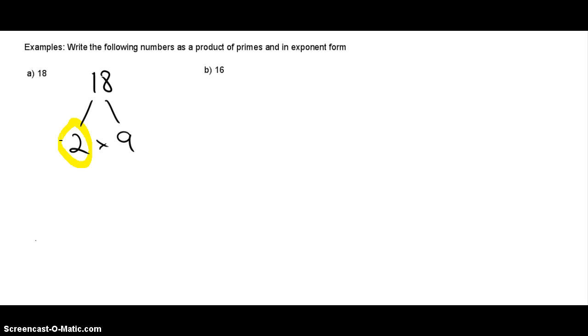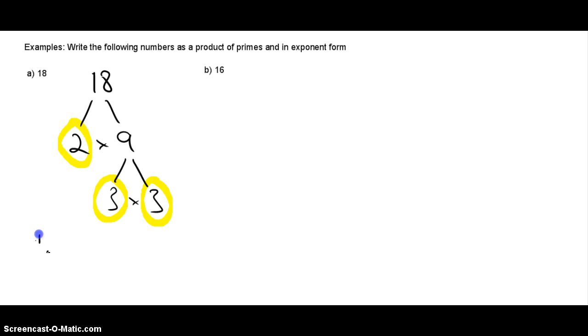9 is not a prime number because I know 9 has more than 2 factors. I've got 1 times 9 and 3 times 3. So because 9 is not prime, I need to then split it again. So 9 I can split into 3 times 3. 3 is a prime number. So because I now have all 3 of my numbers here, all my branches at the bottom are circled, they're all prime numbers, I can stop.